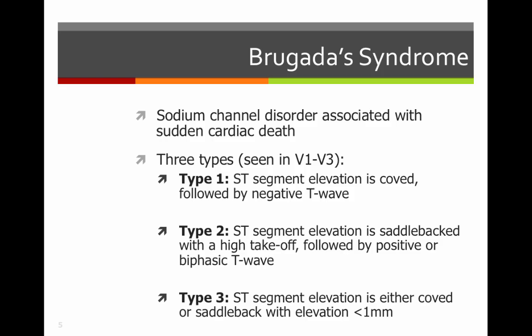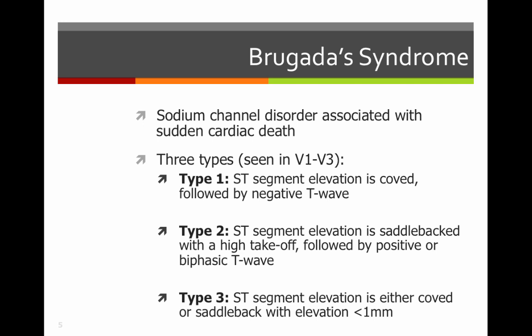In type 1 Brugada syndrome, you're going to see the ST segment is a little bit elevated, and it's going to be coved, followed by a negative T wave. You'll see that in a minute here, but it's this coved, upright ST segment with an inverted T wave. Type 2, your ST segment is going to be a little bit elevated. It's going to be saddle-backed, almost biphasic, but that biphasic portion never goes below baseline.